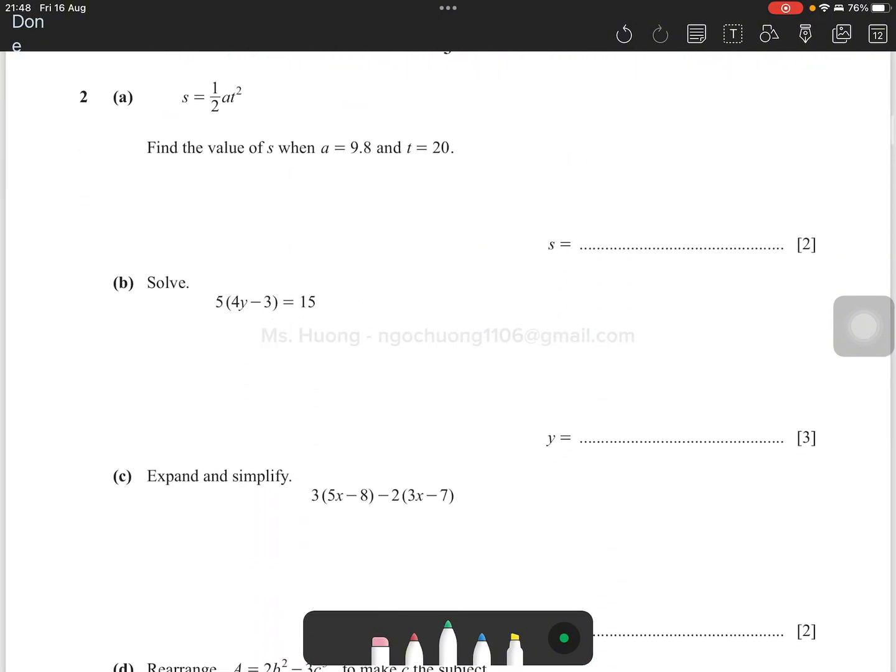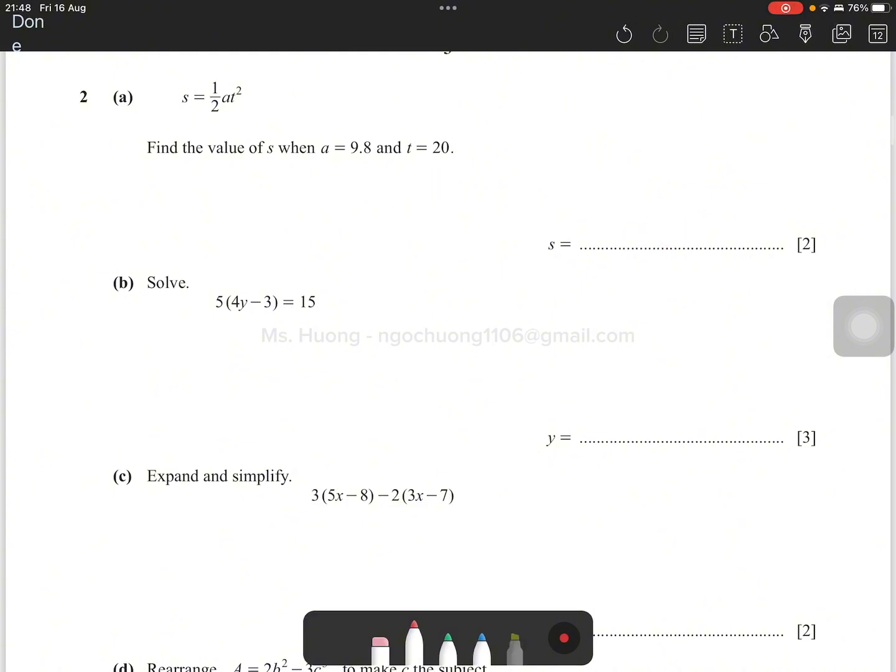Question 2a. S equals 1/2 AT squared. Find the value of S when A equals 9.8 and T is equal to 20. So we substitute everything into the expression and S is equal to 1960. B. Solve this equation.